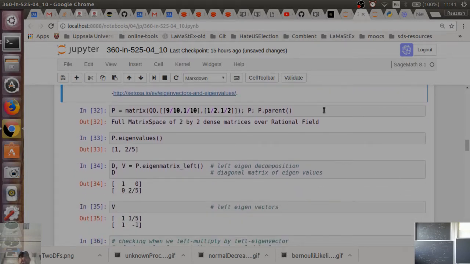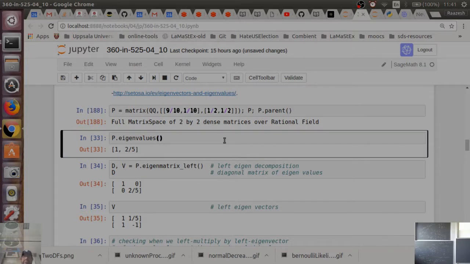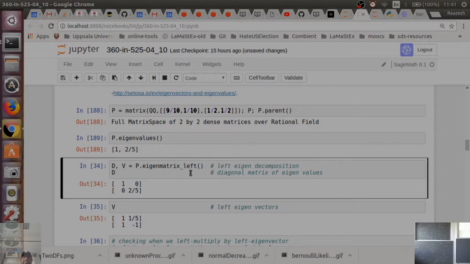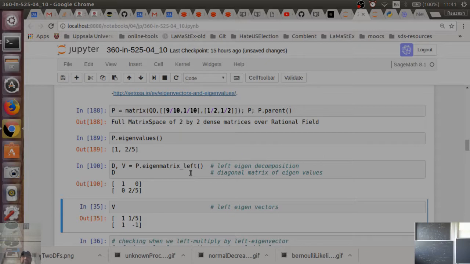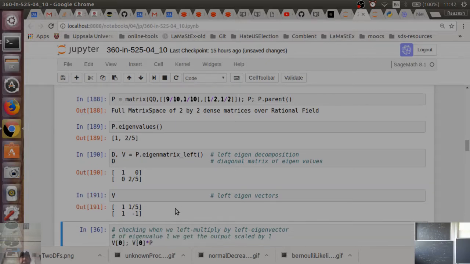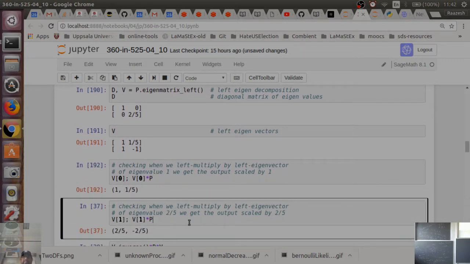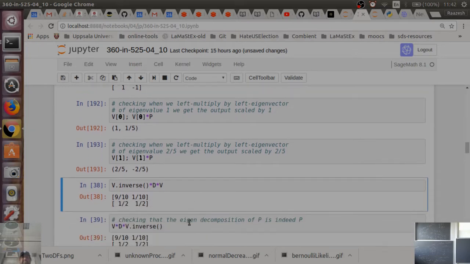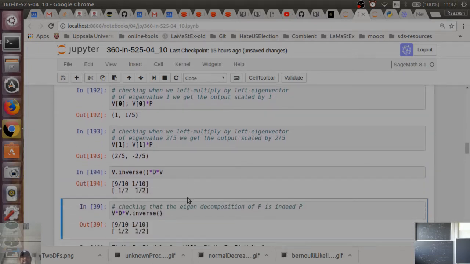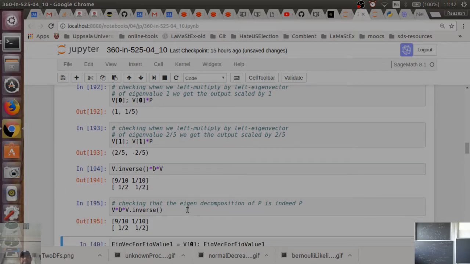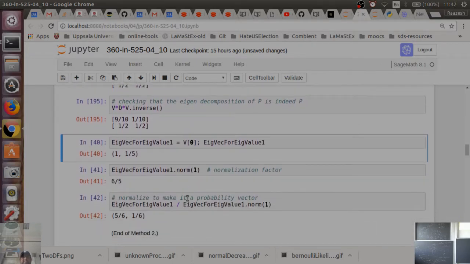Okay. Here is my full matrix P, and these are my eigenvalues, and this is how you would do this symbolically. I have my eigenmatrix and my left eigenvector. Checking, when we left multiply by the left eigenvector of the eigenvalue, we get the output space, and we can do the inverse, making sure the eigen decomposition of P is correct.